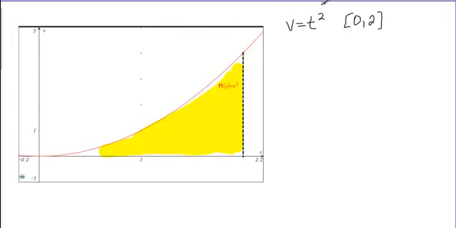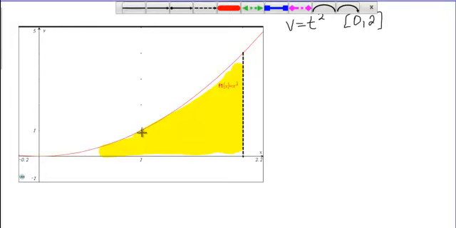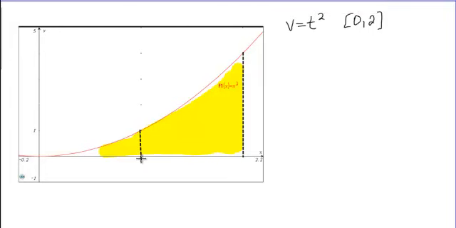So here's what we're going to do. We're going to divide this interval from 0 to 2 up into two subintervals of equal length. So one subinterval is going to be from 0 to 1, and the other subinterval would be from 1 to 2.